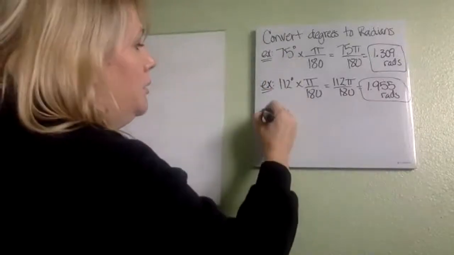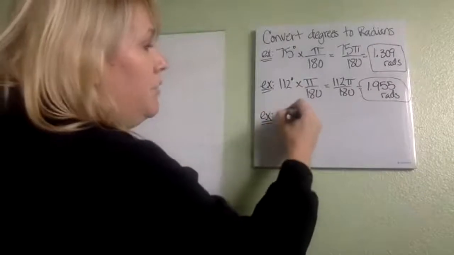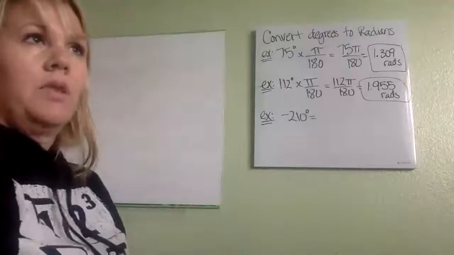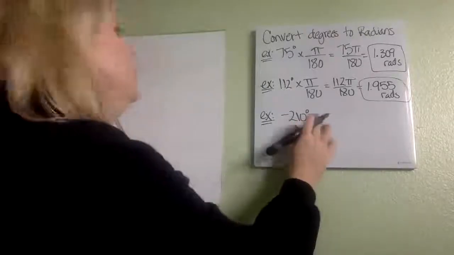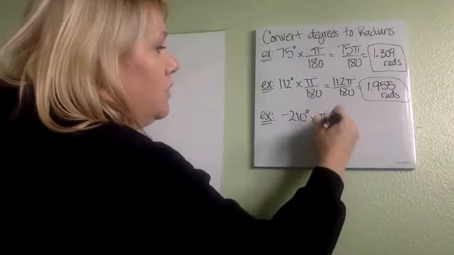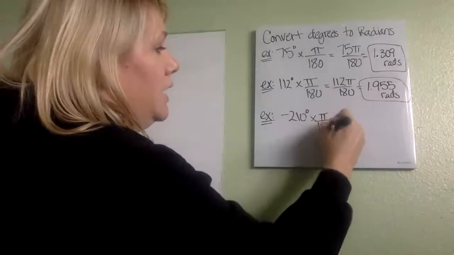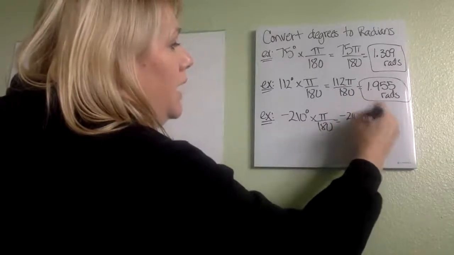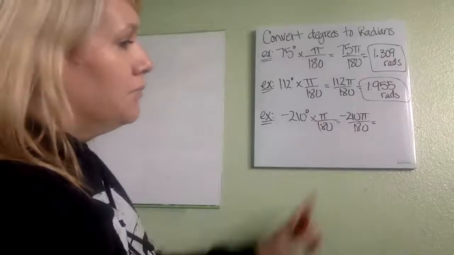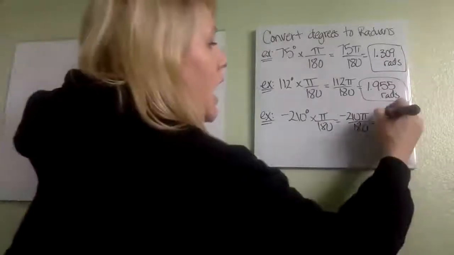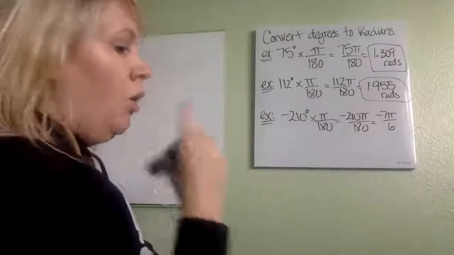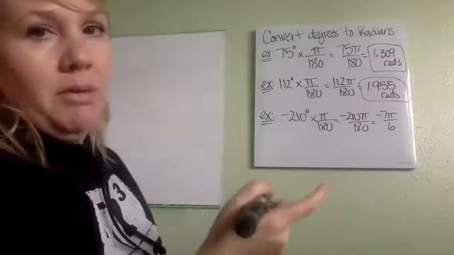And then I talked a little bit about this on the first one. What if it's an angle measurement that can simplify? This is a negative angle, and I'm going to show you that you can just simplify it. If I'm multiplying by pi over 180, 210 and 180 can both simplify by dividing by 30. 3 goes into 21, 3 goes into 18. I could leave this as negative 7 pi over 6, or I could type it into my calculator and come up with a decimal.